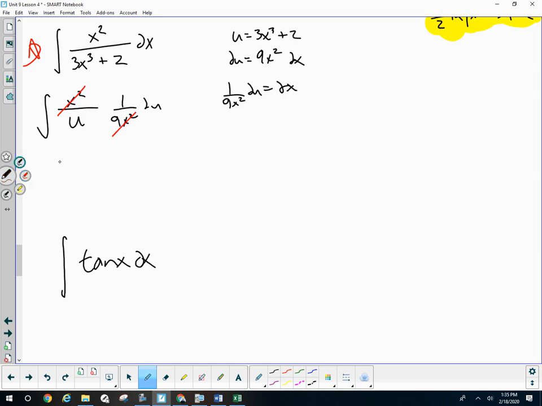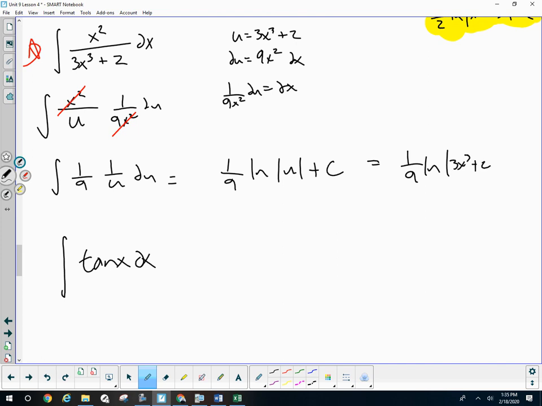I would not combine things. I'd probably leave it separate, 1/9, 1 over u. That way my antiderivative is simply 1/9 log absolute u, which is 1/9 log 3x cubed plus 2 plus c.